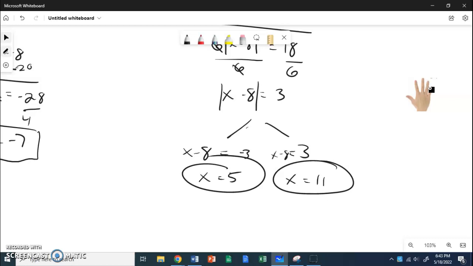But remember, you cannot distribute with absolute value. You've got to get rid of everything on the outside with inverse operations, and then you solve.